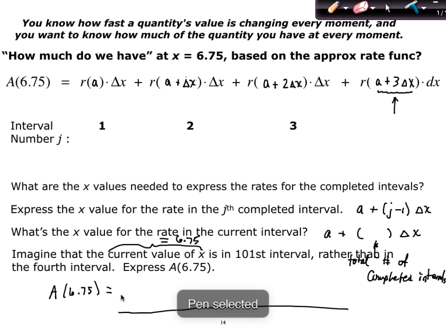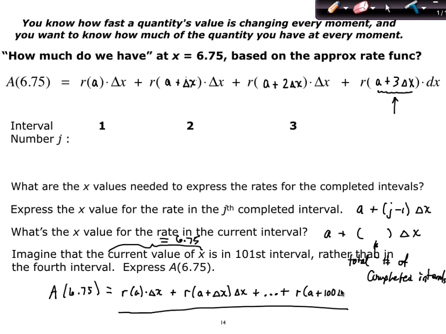So I could start with the first one. What's the first one? Rate times delta x, right? Plus r of delta x times, right? And then we say what? Continue on like this until 100 delta x, is that right? And is that a completed interval? Is this a completed interval?